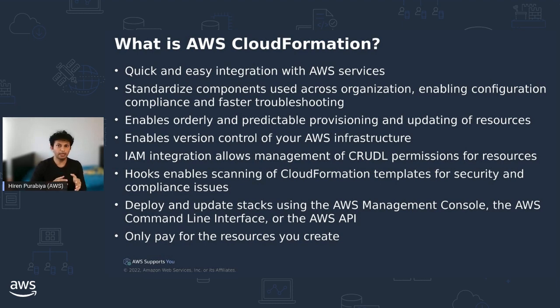Now it enables orderly and predictable provisioning and updating of resources. So while deploying the resources, sometimes it may happen that some resources have a dependency on other resources. AWS CloudFormation helps provision the resources in an orderly and safe manner. And if there are any issues or errors while deploying the infrastructure, it will roll back to the previous good version. And this rolling back to previous good version is possible because we can enable version control on our AWS infrastructure.